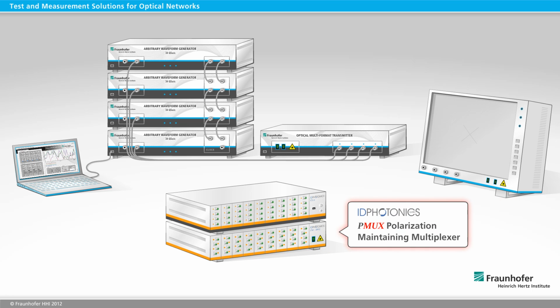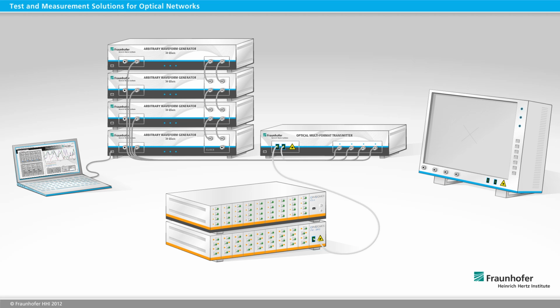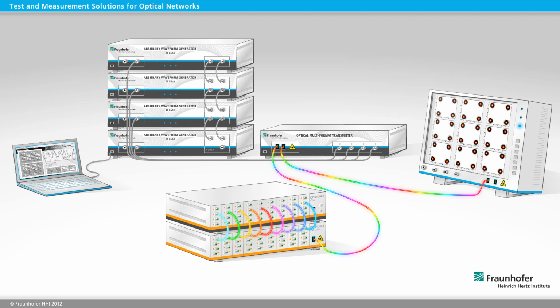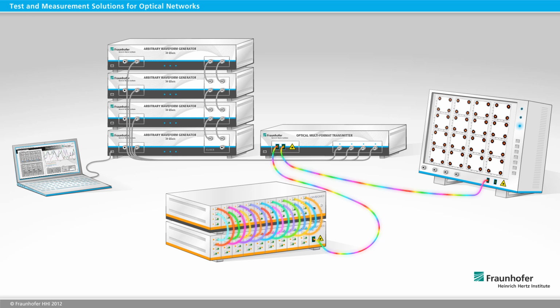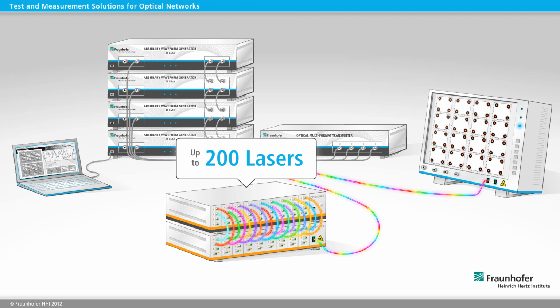The PMUX from ID Photonics multiplexes transmission signals and directs the laser channels with low loss to a single output fiber while the polarization of each laser line is retained. The consolidated channels are synchronously modulated by the multi-format transmitter. The Multi-Terabit test solution hosts a range of up to 200 lasers.